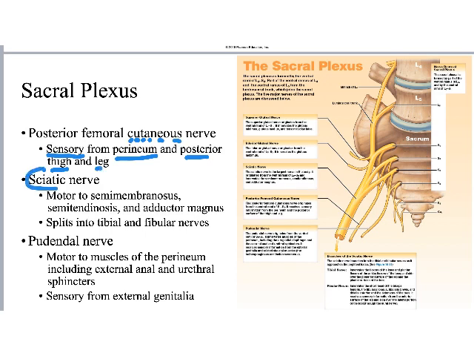Sciatic nerve, which is super important. A lot of people have trouble there. It gives you both motor and some sensation. So the motor is going to be the semimembranosus, semitendinosus, and adductor magnus. So some of those posterior leg muscles. And then it's going to split into the tibial and fibular nerves, which we'll talk about separately. And those are going to have both sensation and motor as well.